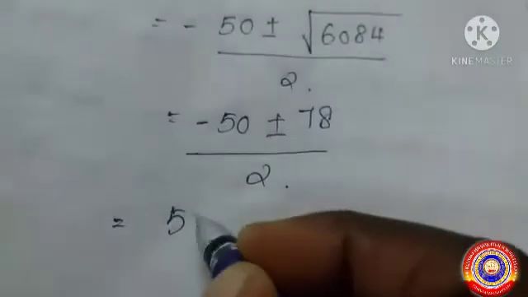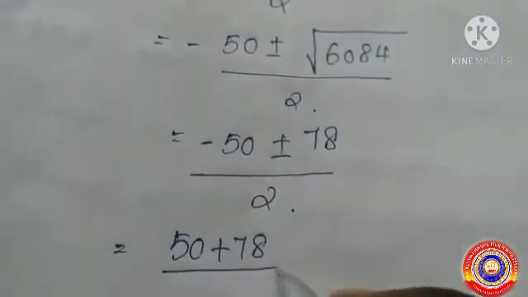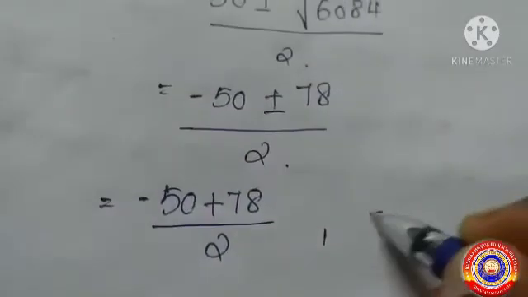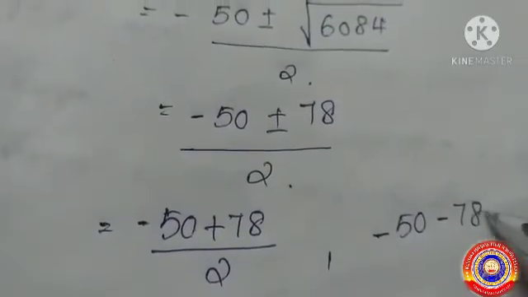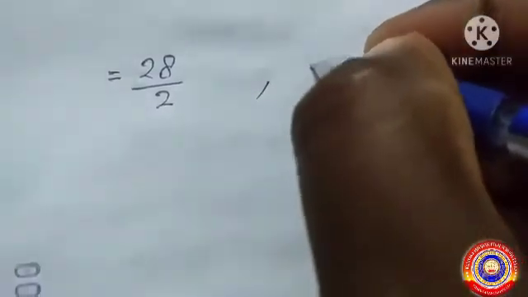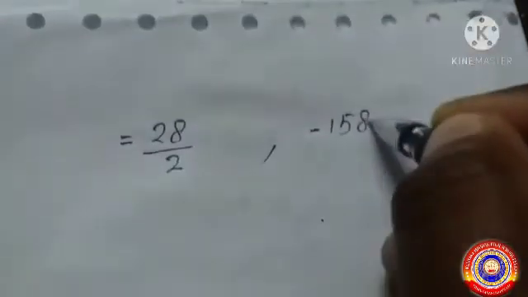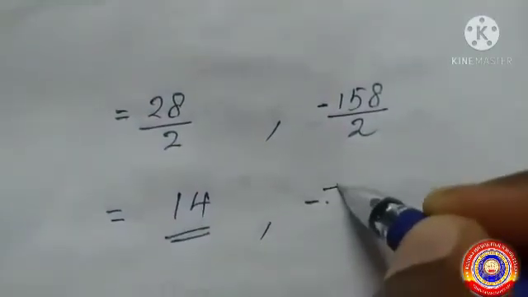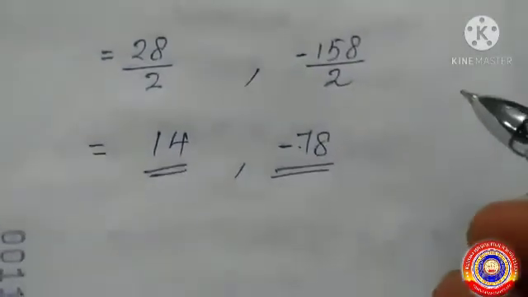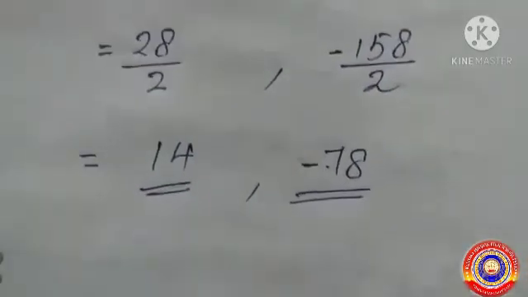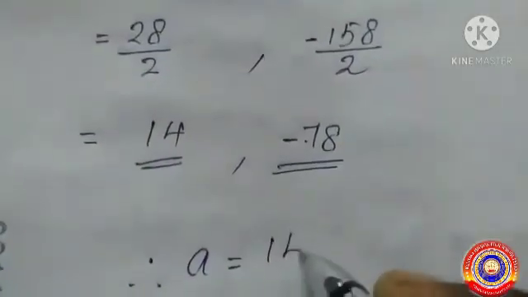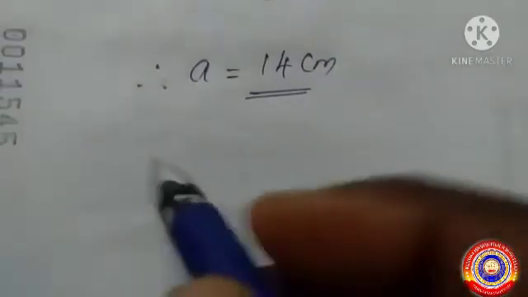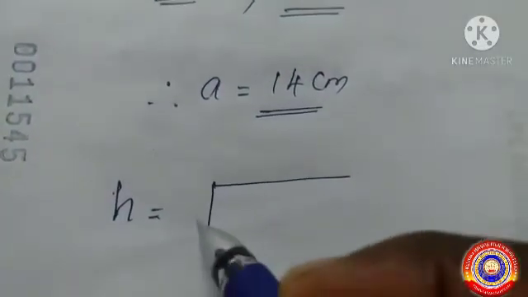Here we get two values. Which are the two values? Minus 50 plus 78 by 2, comma, minus 50 minus 78 by 2. Minus 50 plus 78 equal to 28 by 2, and minus 50 minus 78 equal to minus 128 by 2, and it is equal to 14 comma minus 64. A means the base edge. Base edge is always positive, so we have to take the positive value for A. A equal to 14 centimeter.